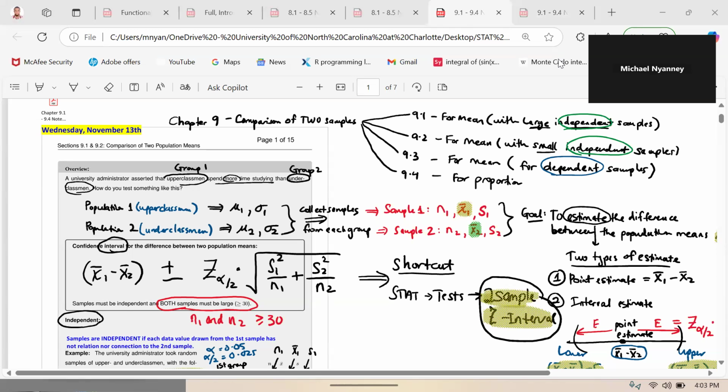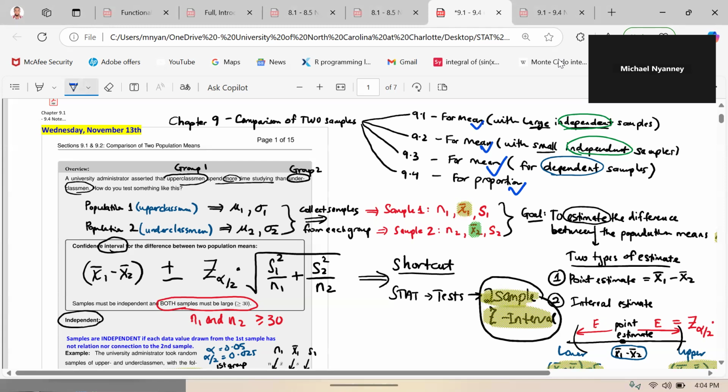So today we will be talking about chapter 9, that is comparison of two samples. So how do we do comparison of two samples? We break this into four different sections. One, we are going to compare these two samples based on the mean, but it will be with large independent samples. And in section 2, we are going to compare based on the mean as well, but this will be with small independent samples. And in section 3, we also do the comparison for mean, but this will be for dependent samples. And in section 4, we are going to talk about the proportion. Okay, so we have these.